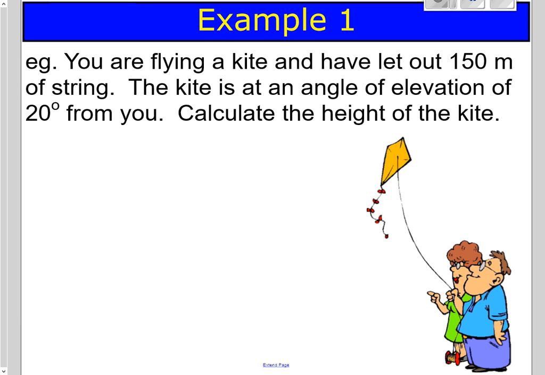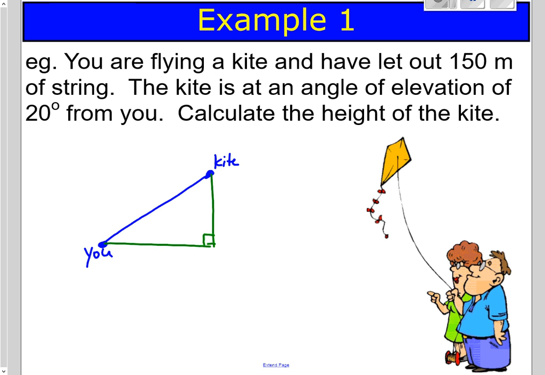Okay, so here's our first example. You're flying a kite. You let out 150 meters of string. The kite is at an angle of elevation of 20 degrees from you. Calculate the height of the kite. All right, so we're going to say this is you, and somewhere up here is the kite. Now, I know, hard to believe, but we always assume that it makes 90 degrees with the ground, like this.